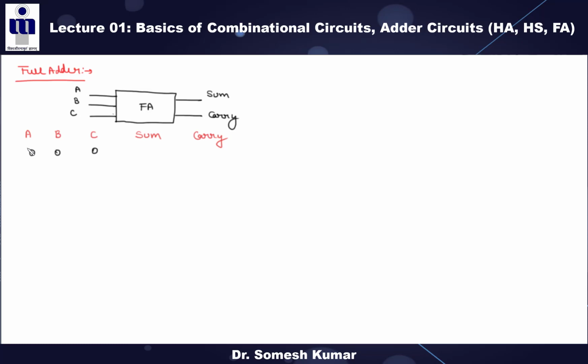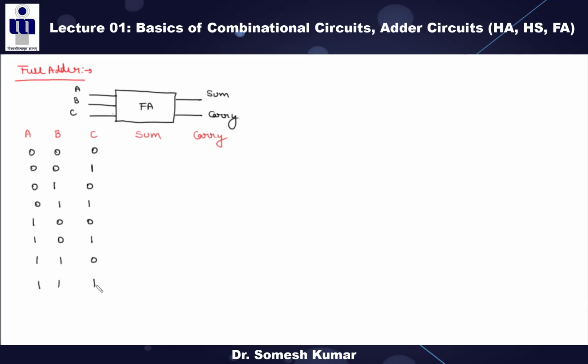It means the inputs A and B may be 00 and the previous carry is also 0, then 001, 010, 011, 100. These are the possible combinations of the full adder with three inputs.